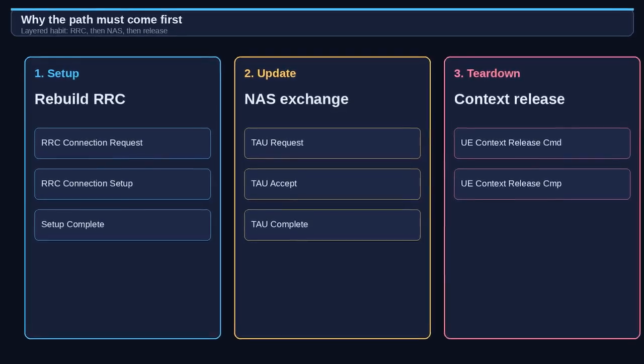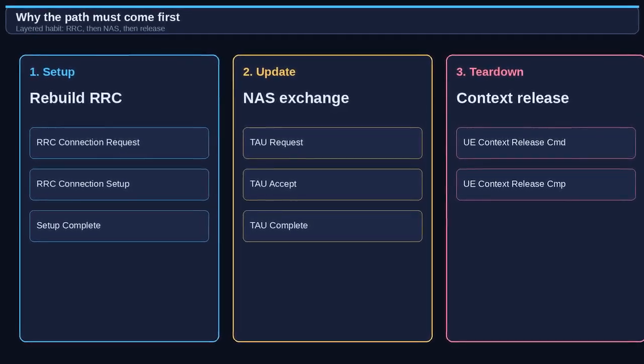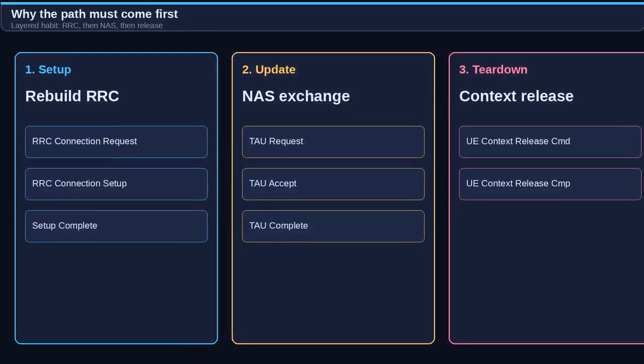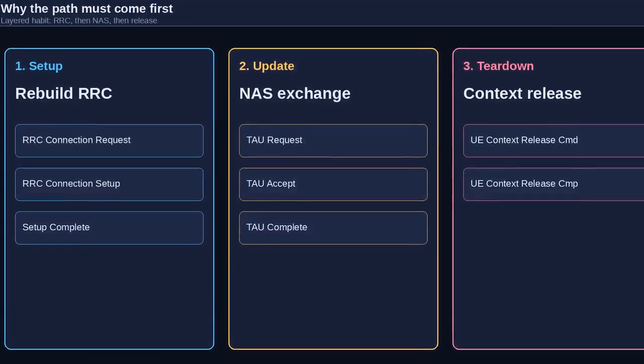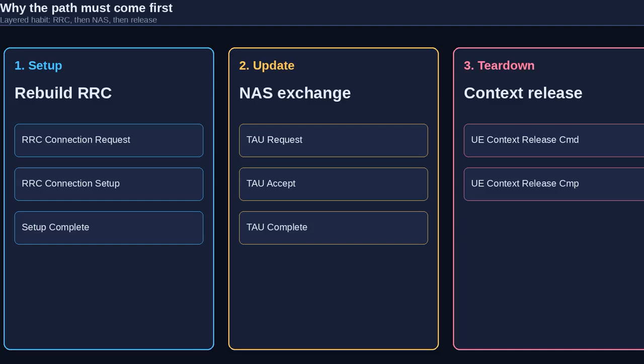Why can't the UE skip this and blast the update immediately? Because in the released condition, there is no live RRC connection carrying signaling. NAS messages between the UE and the MME need transport. In the connected direction upward, that transport is rebuilt step by step. So the diagram is teaching a layered habit of mind. Radio resource control reappears first. Only then can the non-access stratum conversation ride across.